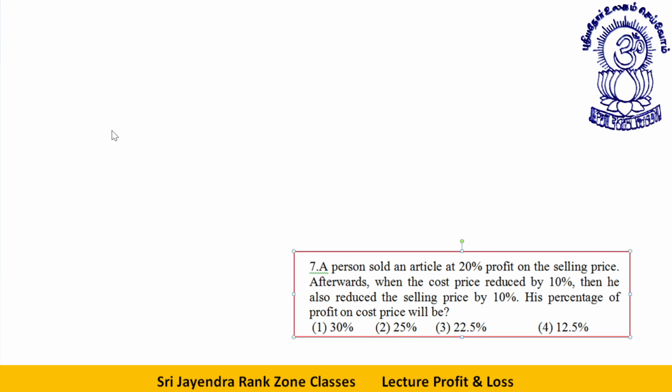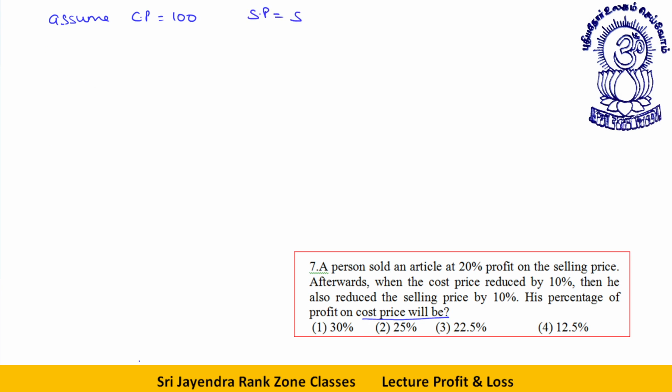Just one more of this type, and then I'll move to the next exercise. A person sold an article at 20% profit on the selling price. Afterwards, when the cost price reduced by 10%, then he also reduced the selling price by 10%. His percentage of profit on the cost price will be, look dear students, a person sold an article at 20% profit on the selling price. First of all, let's start with this line. Assuming CP is equal to 100, SP is equal to S.